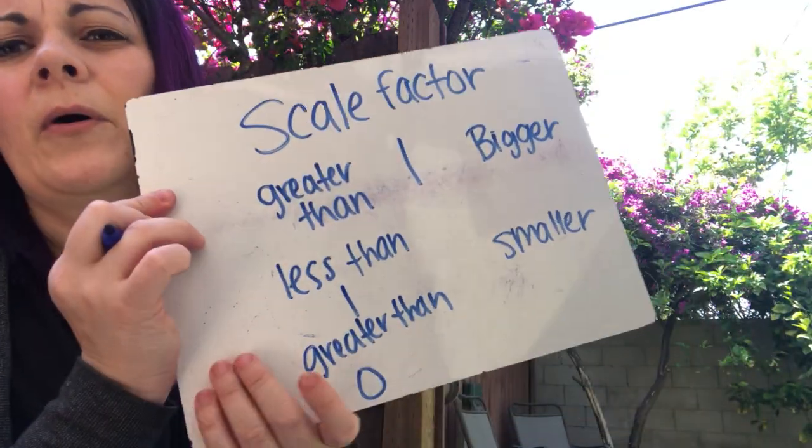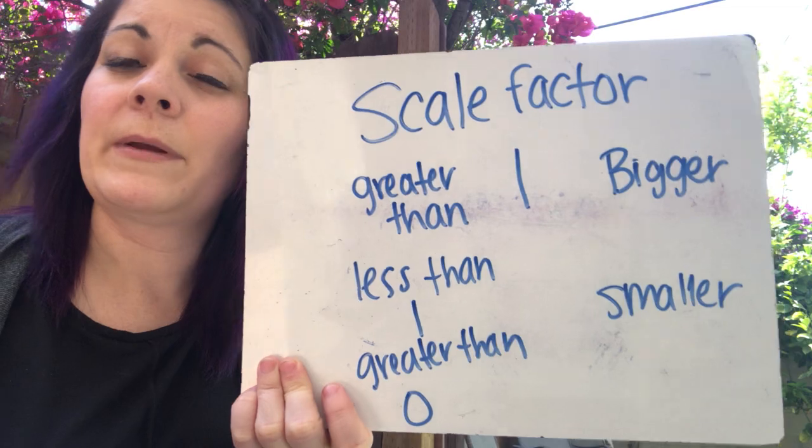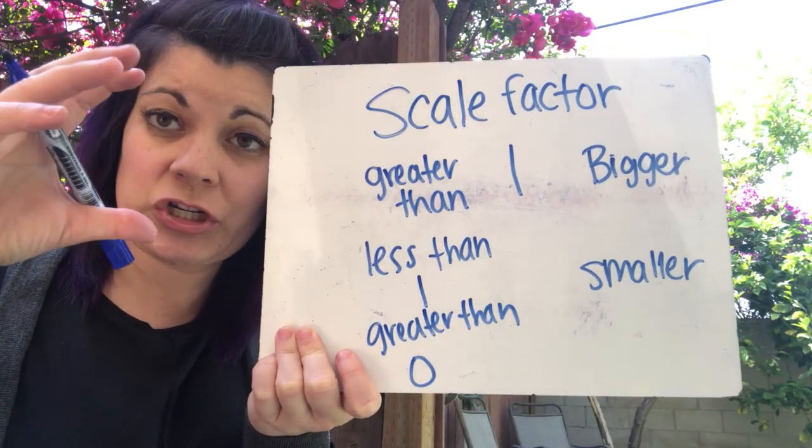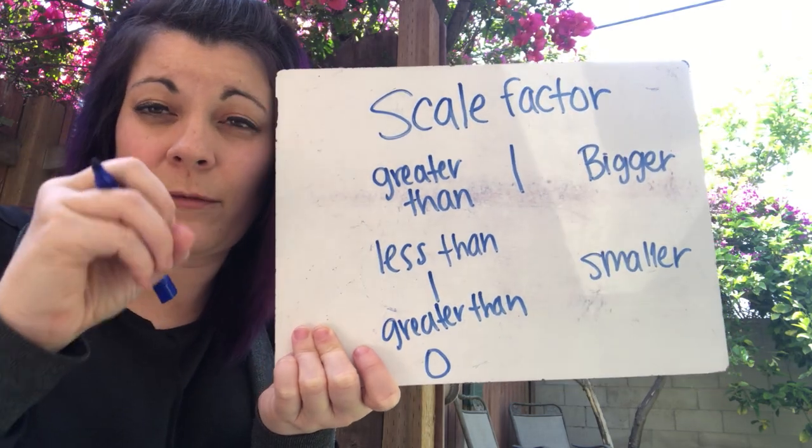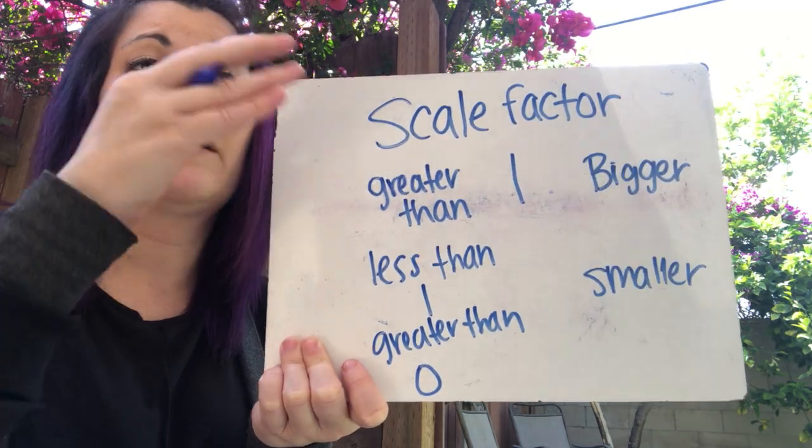If the scale factor is less than 1, but greater than 0, so between 0 and 1, scale factor can't be negative, then we made it smaller, okay? So it's less than 1 and greater than 0. We made it smaller, so we made a picture and we took it and we put it down to a smaller size, okay? So that's scale factor.